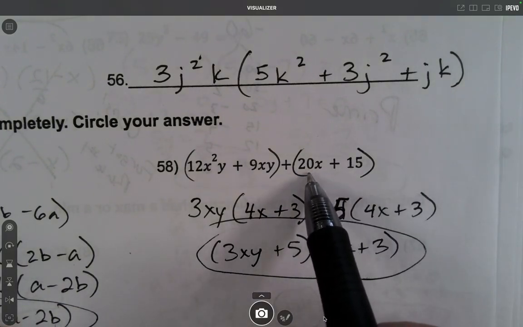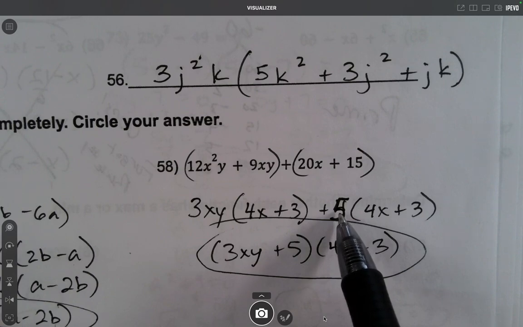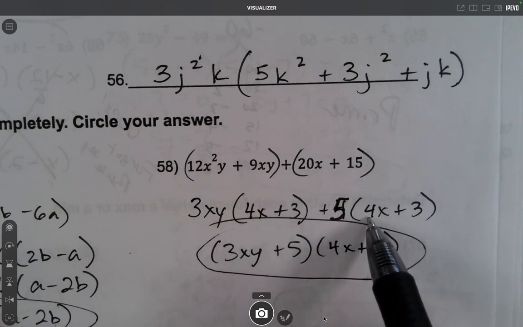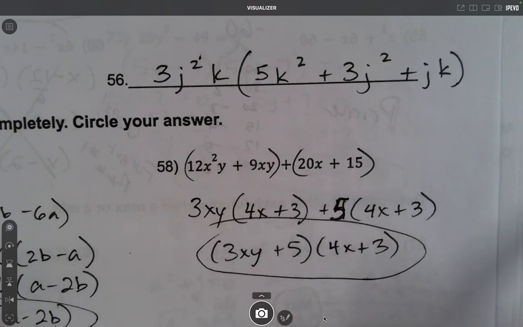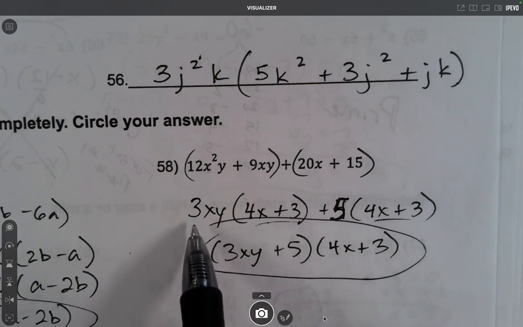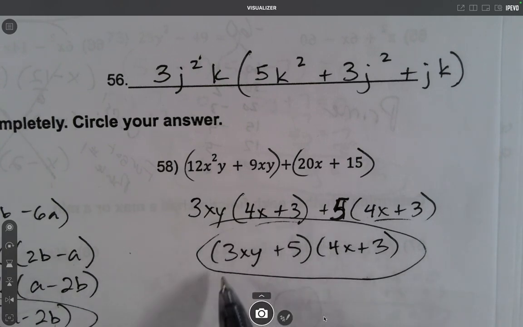Five goes evenly into both 20 and 15, so we'll pull out a 5. 20 divided by 5 is 4. 15 divided by 5 is 3. So we have a match here, 4x plus 3, 4x plus 3. So that can be taken out by itself. What's left is 3xy plus 5, right there.